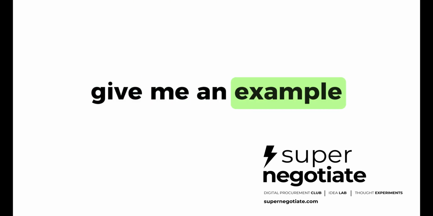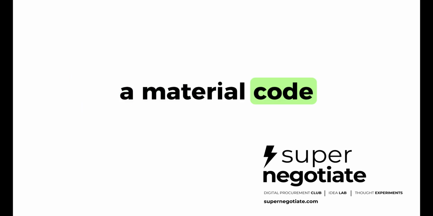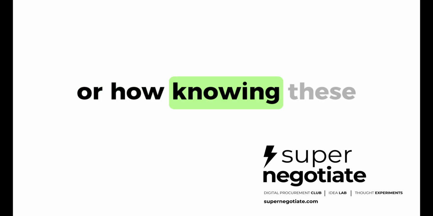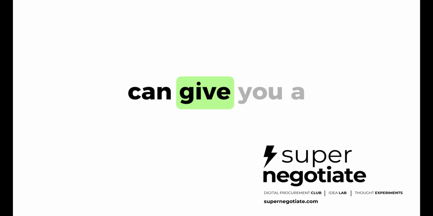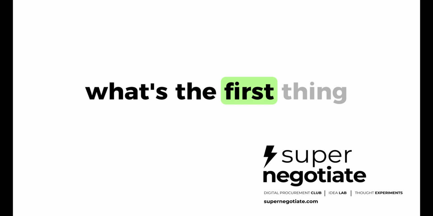Okay. Give me an example. Have you ever thought about how something as simple as a material code can totally mess up your inventory? Or how knowing these things called Incoterms can give you a real edge when you're negotiating? Okay, now you've got me intrigued. All right, let's dive in. What's the first thing I need to know?